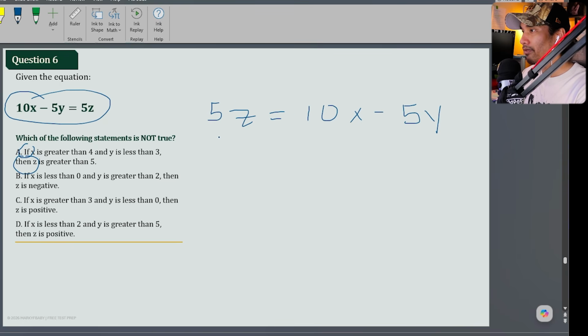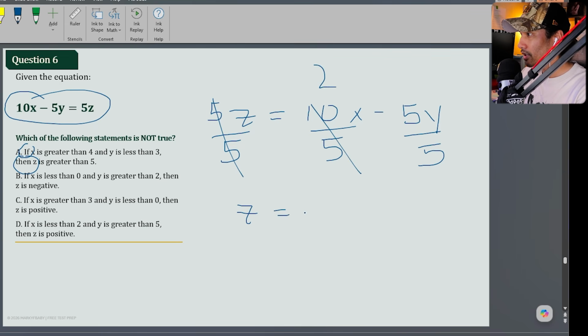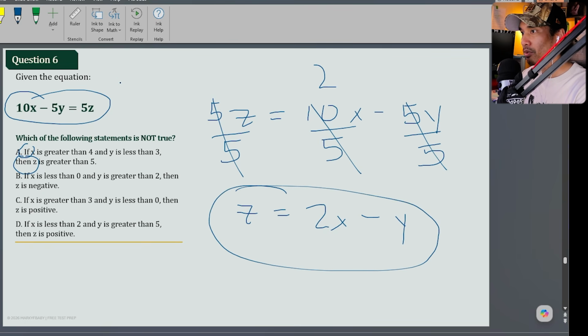So we're going to simplify. And what can we do to simplify? Well, each term here, this term and this term, can be divided by 5. So then that gives us z is equal to 2x minus y. Boom. This is the equation that we will be working with. Okay? z is equal to 2x minus y.